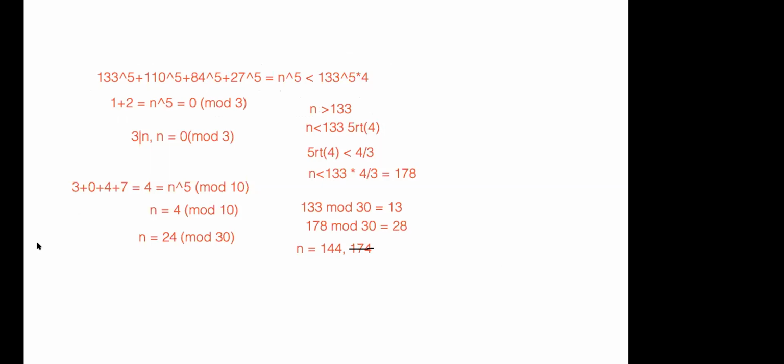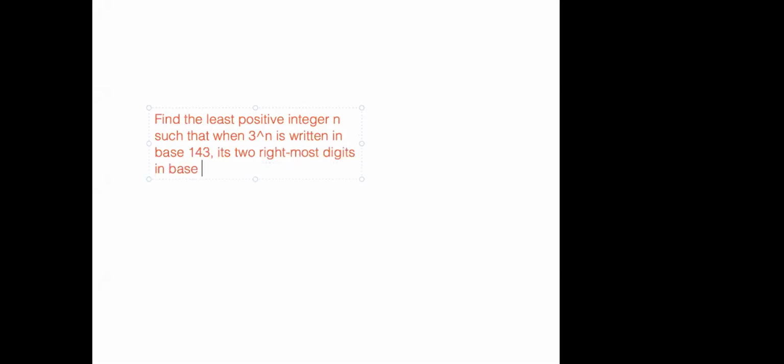Now, so we finished this problem. Now let's go to the last problem. Let me create a new page over here. So this problem is 2018 AMC 10A, number 11. The question text is, find the least positive integer n such that when 3 to the n is written in base 143, its two rightmost digits in base 143 are 01. Can y'all see what I'm typing right now? All right, thanks everyone.